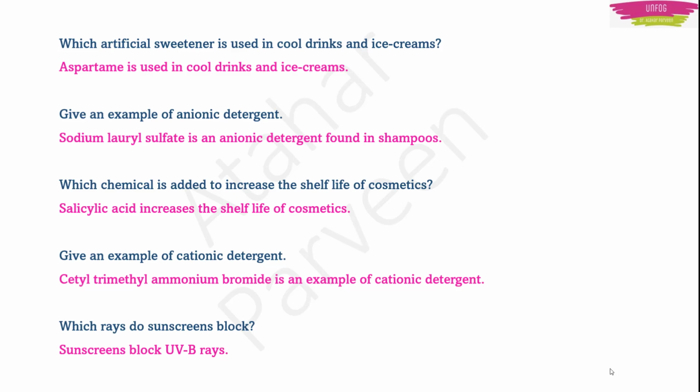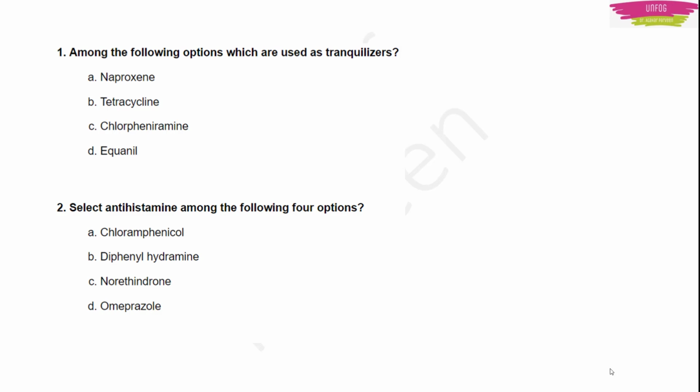Okay. Moving on. Now let's discuss a few multiple choice questions which will be helpful for our exam. The question is, among the following options, which are used as tranquilizers? Of course, it should be Equanil. I gave you this example also in this lecture. Next question. Select the antihistamine among the following 4 options. Antihistamine is diphenhydramine.